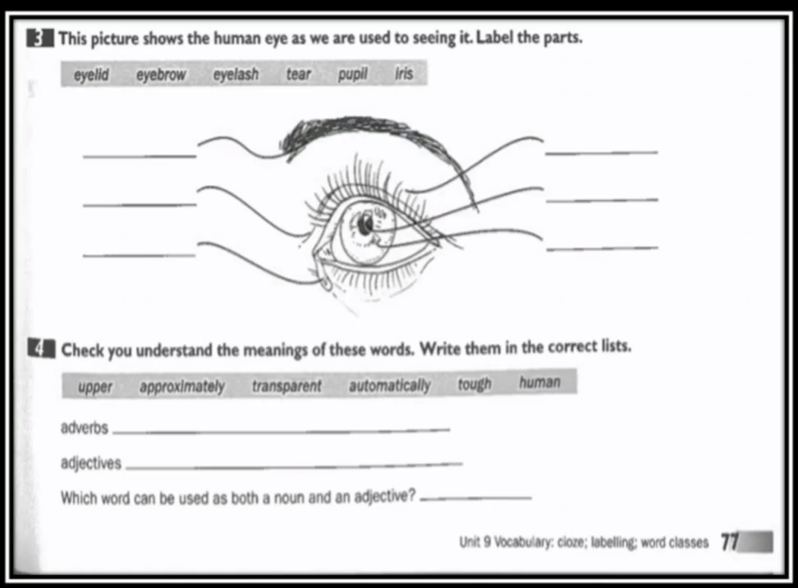Check you understand the meanings of these words. Write them in the correct list. Here we write the words in the box in the sections. We have adverbs and adjectives. Let's start. First, reading the words in the box: upper, approximately, transparent, automatically, tough, and human.